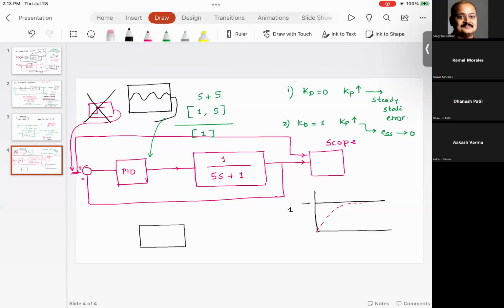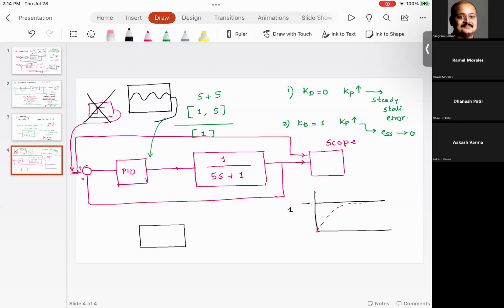What it means is if you tune your system for the step input and supply sinusoidal input, the system may not exhibit the same behavior. The tracking may not be very good. Everyone understood this?